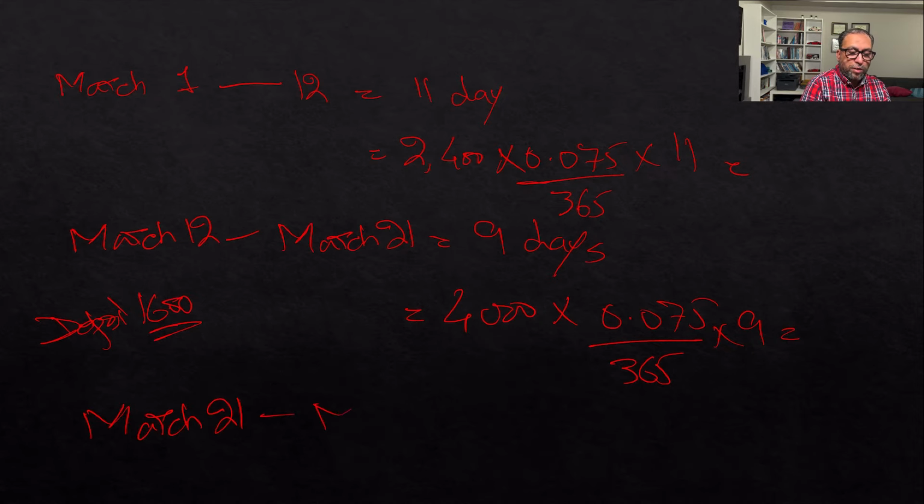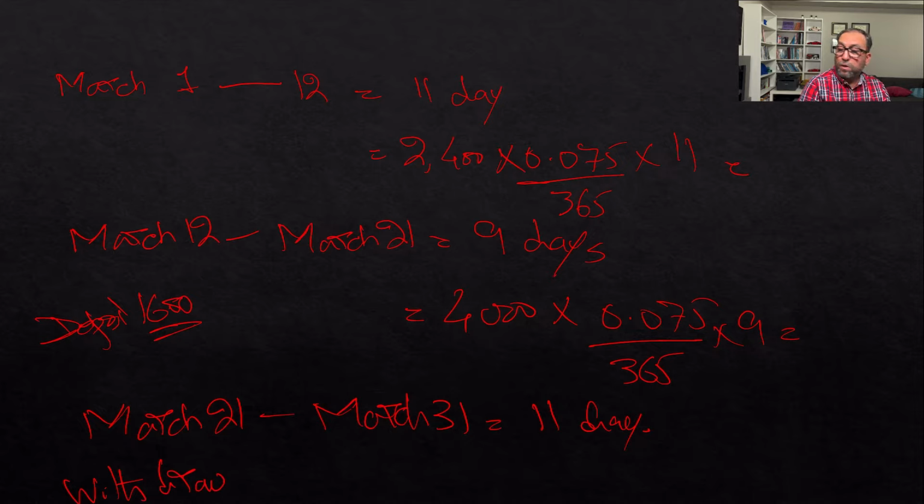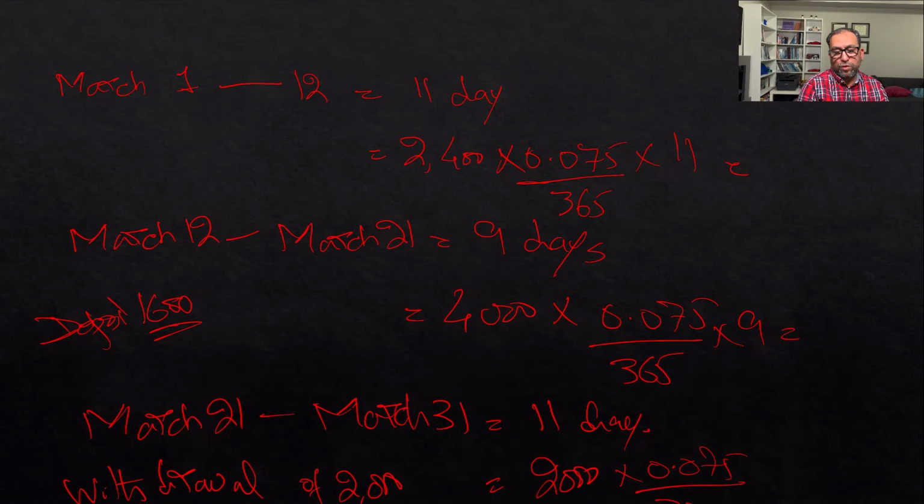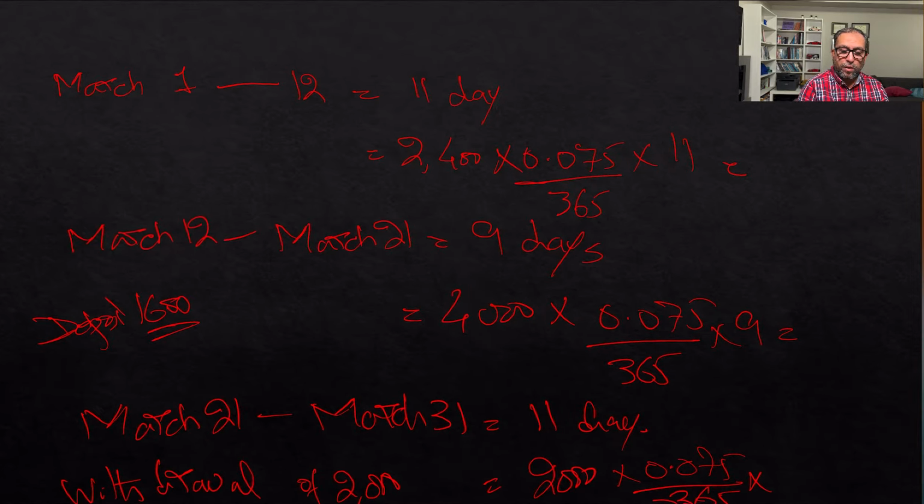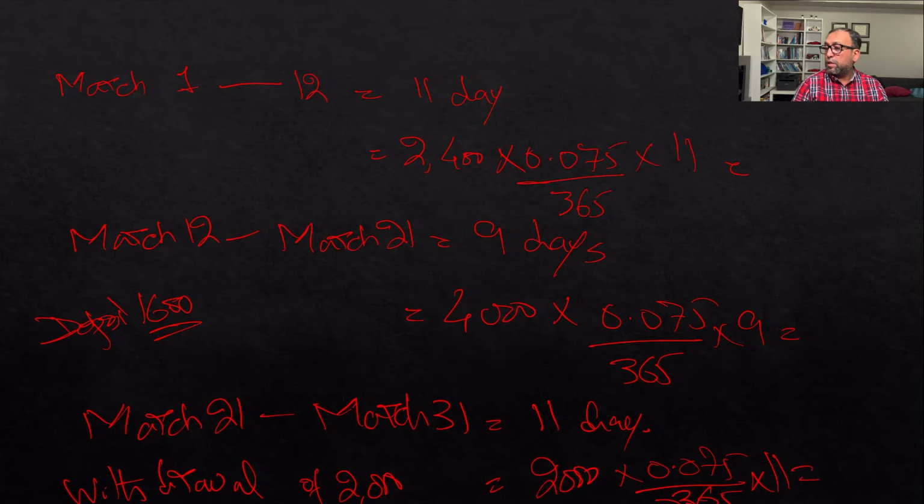21 to March 31. And how many days are these? These are again 11 days, and now there is a withdrawal. The withdrawal amount is $2,000. So the remaining balance is 2,000 times 0.075 over 365 times 11. So we get this much.